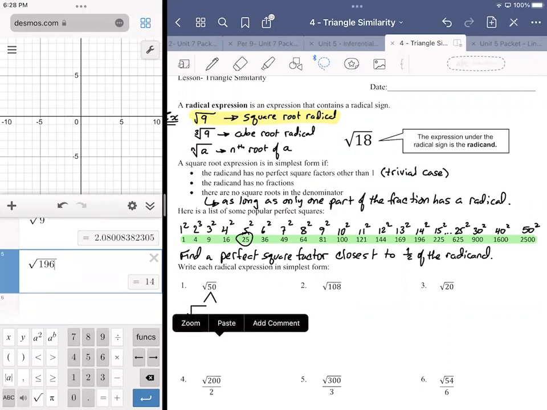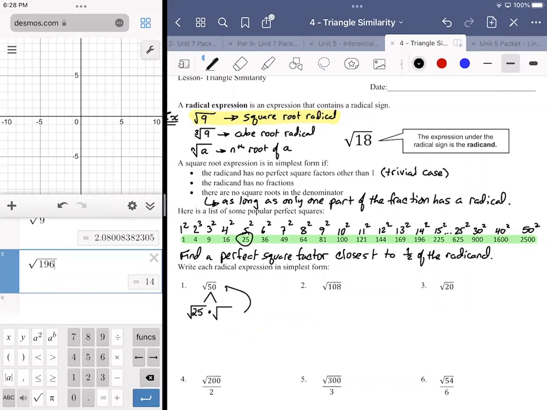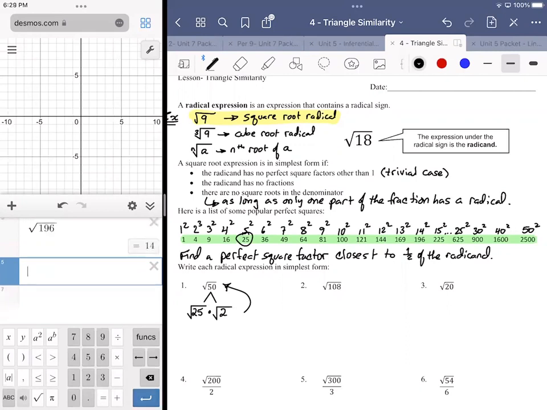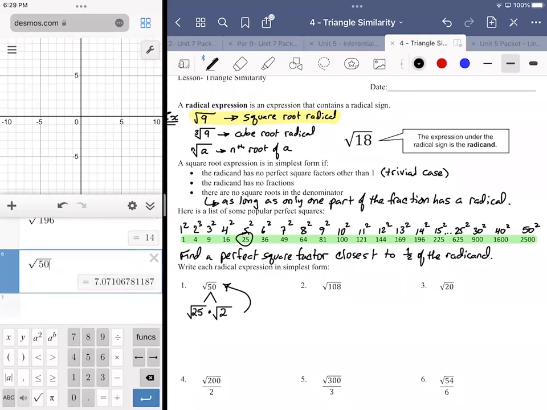We're going to break this up into a product of the perfect square factor and whatever I'd have to multiply that perfect square factor by to get the original radical. So for 25, I'd ask, what do I have to multiply 25 by to get 50? 25 times 2. The reason we do it this way is that I can't break down the radical 50. If I try putting that in the calculator, it's not going to give me a whole number. But I can break down the radical 25. I can break down one of the factors of 50.